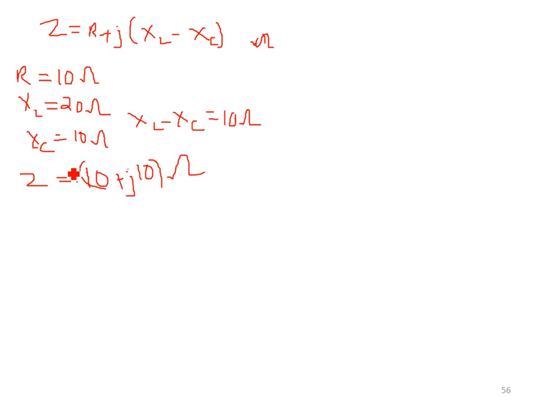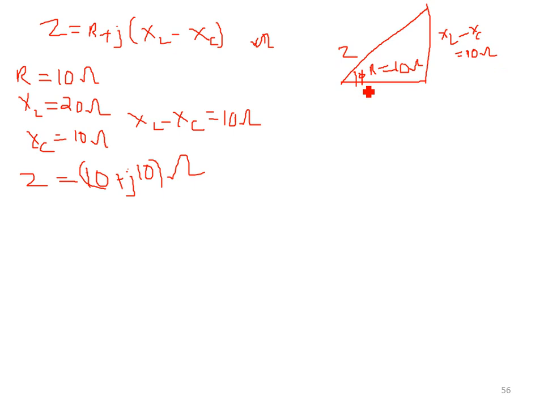Now, if you are drawing the impedance triangle for the circuit, resistance will be on the horizontal axis. That is, R will be here. XL minus XC will be pointing at an angle of 90 degrees. XL minus XC is 10 ohm, resistance is also 10 ohm, and this is the impedance Z, and this is the angle.